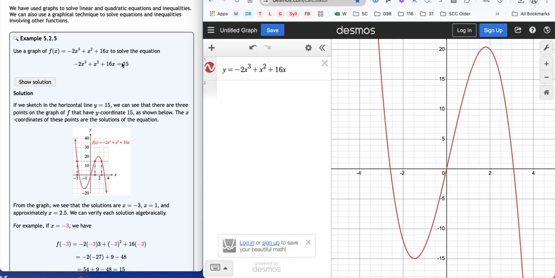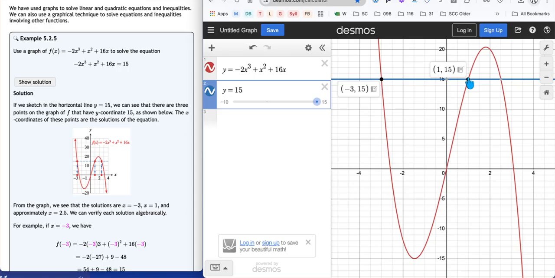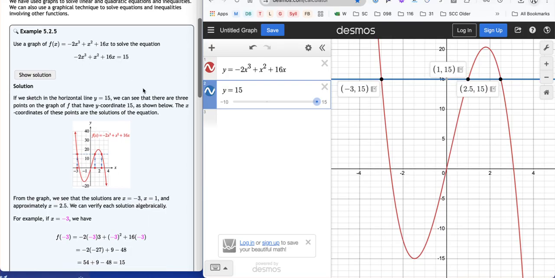And of course, we've seen before that to find when two equations are equal graphically, we take the first equation, which we've already graphed, and we take the second equation, y equals 15, it's a constant. And then where the two graphs intersect is where the solutions of this equation lie. So we can see at negative 3, 15, at 1, 15, and at 2.5, 15, those are the 3 points that represent the solutions to this equation here.